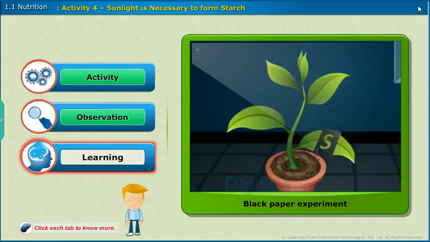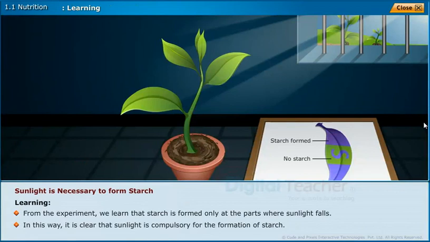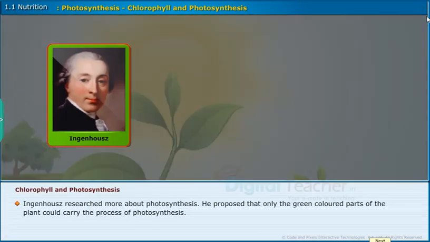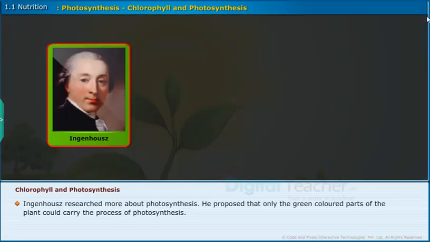From the experiment, we learned that starch is formed only at the parts where sunlight falls. In this way, it is clear that sunlight is compulsory for the formation of starch. Ingenhousz researched more about photosynthesis. He proposed that only the green-colored parts of the plant could carry out the process of photosynthesis.